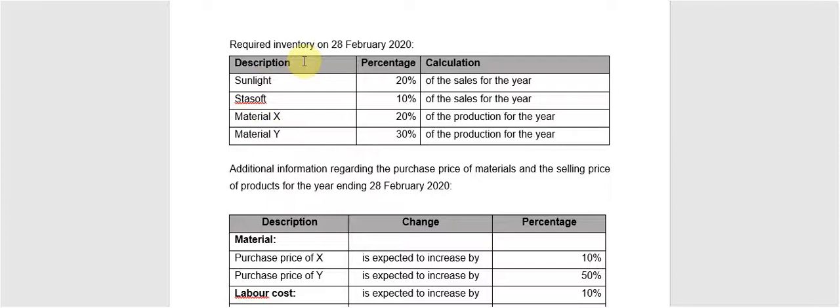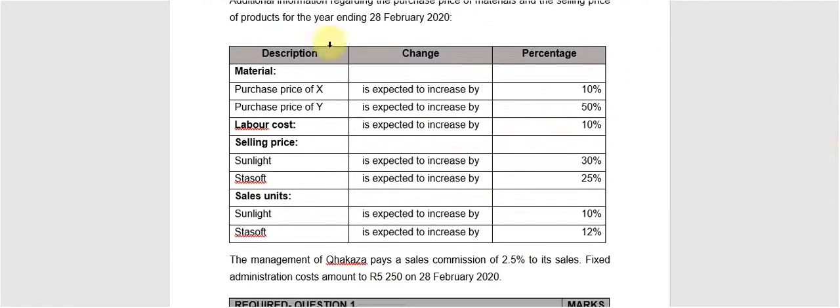It's 20% of the sales for the year for Sunlight, 10% of the sales for the year for Stasoft. They've given you materials X and Y. That should be 20% of the production for the year and 30% of the production for the year. Then there is additional information regarding the purchase price of materials and the selling price of products for the year ending. They've told you how the prices are increased in terms of materials X and Y. They've told you the changes in the labor cost, the changes in the selling prices of Stasoft and Sunlight, and also the changes in the sales units relating to Stasoft and Sunlight.